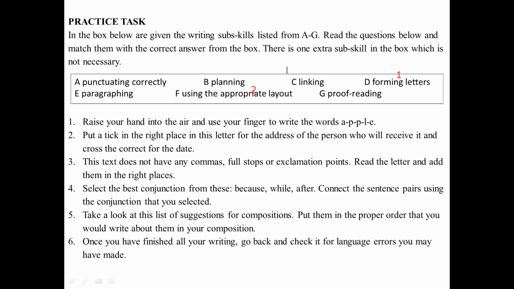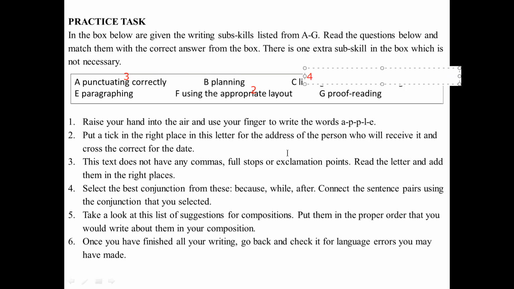Now, Halloumi, yes, please. Zineb, activate your mic. Yes, you can answer the next one. Yes, I already answered. Okay, so Zineb, sorry. Select the best conjunction from these: because, while, after. Connect the sentence pairs using the conjunction that you selected. Linking. Perfect. Linking words. Perfect. Wonderful. The next one, number 5, others.